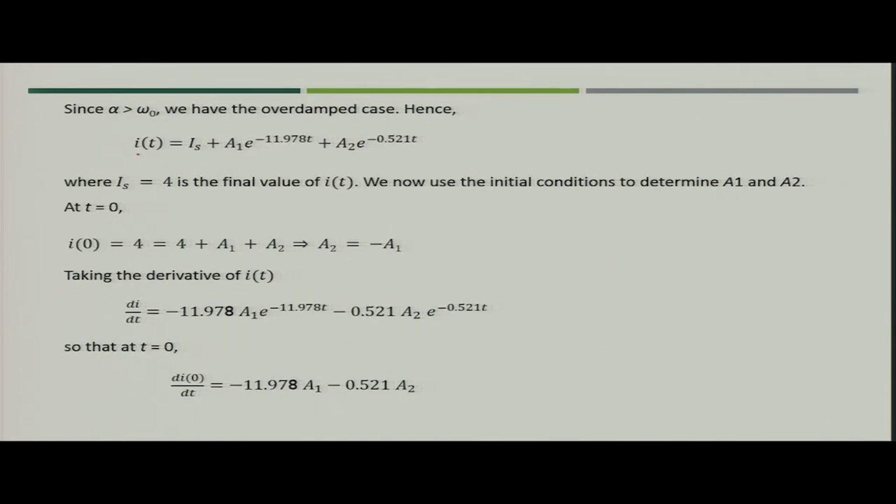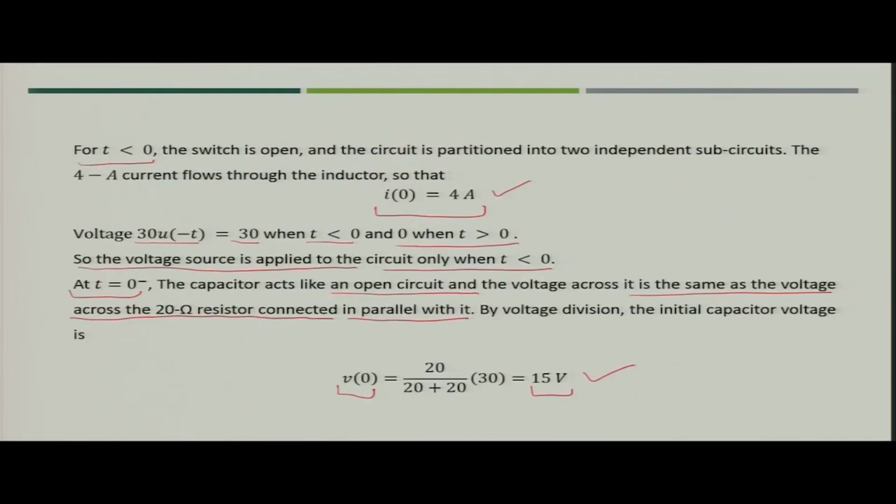What can we write now? We can write the current i(t), which is equal to the forced response, i_f(t), and here the value of i_f(t) is I_S, which we just calculated in the case of the parallel RLC circuit, plus the natural response, that is A1 e to the power minus sigma 1 t plus A2 e to the power minus sigma 2 t. Here I_S is equal to 4. This is what we can see from the figure.